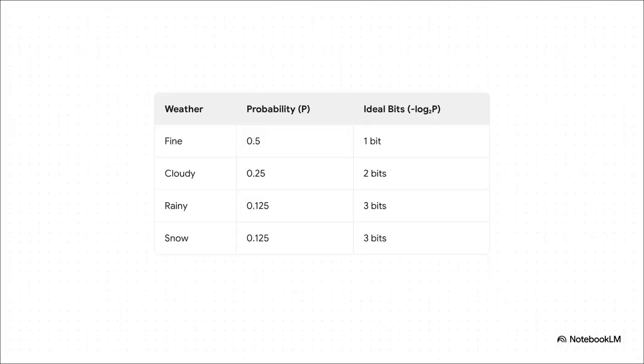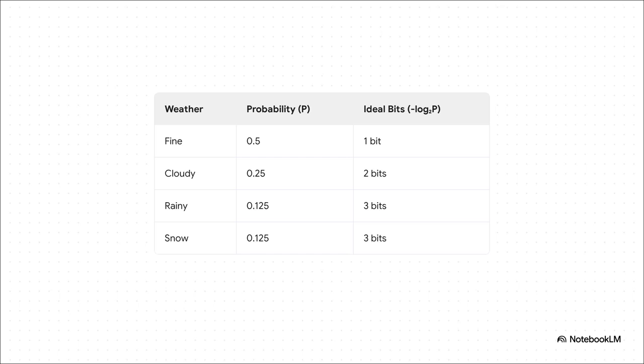And when we apply this back to our weather report, a really beautiful pattern just emerges. Fine, which happens half the time, probability 0.5, has an ideal length of 1 bit. Cloudy, which happens a quarter of the time, probability 0.25, has an ideal length of 2 bits. And those really rare events, rainy and snow, at 0.125 probability, each have an ideal length of 3 bits. Are you seeing this? It's so cool.